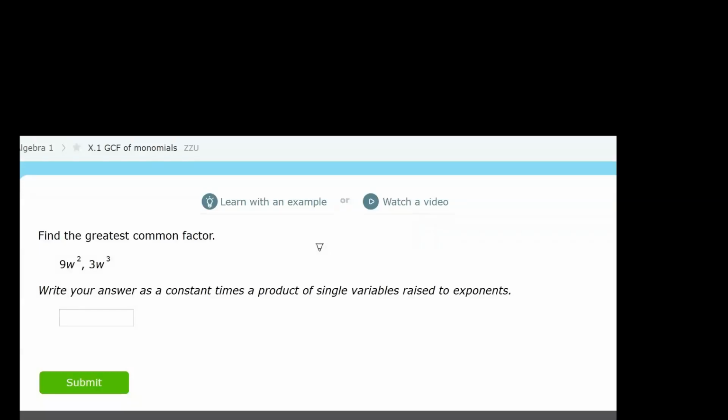Hi everyone. Today I'm going to be talking about greatest common factor of monomials. So here we have two monomials, 9w squared and 3w to the third power. And we're being asked to find the greatest common factor.